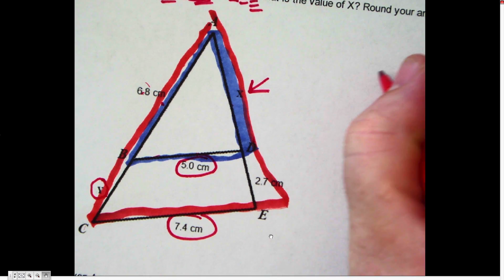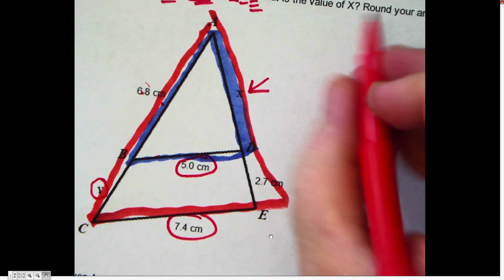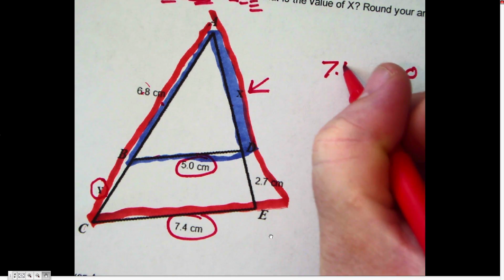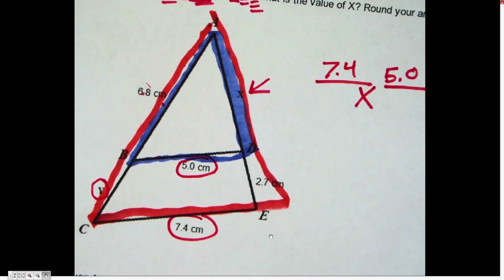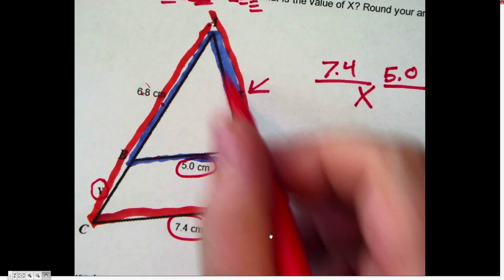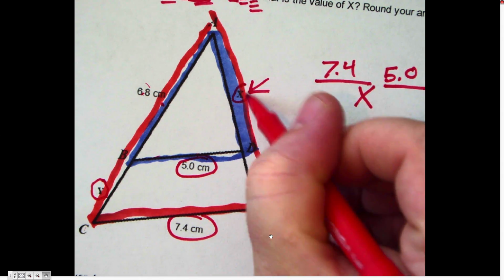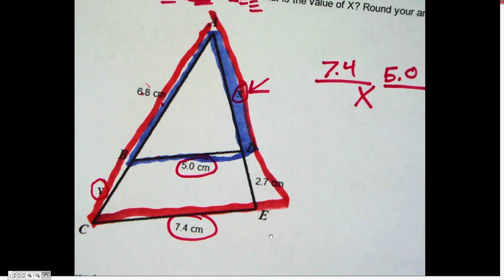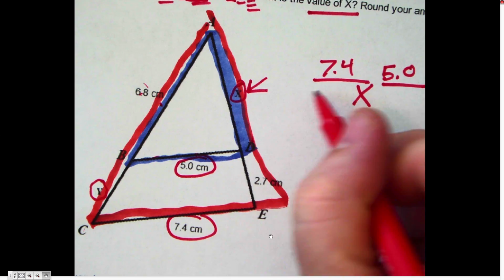So let's compare those, okay? So we're going to do BD 5.0, and then the other one is 7.4. Okay, so we need to compare those with something here. Let's see, we have another line over here and a line over here, but it's got y and it's got an x. Well, we're looking to solve for x.